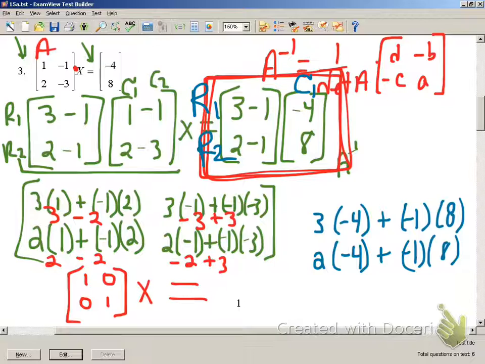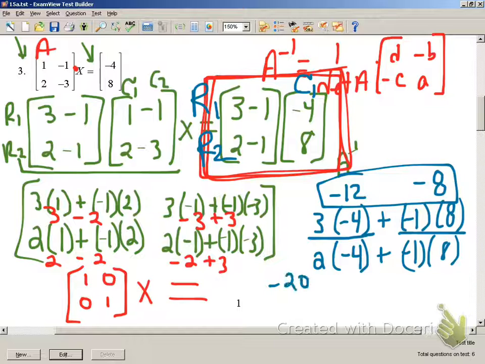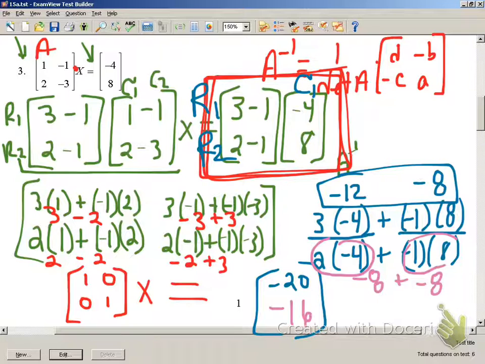Clean that up. So 3 times negative 4 is negative 12. Negative 1 and 8 is negative 8. Adding those two together gives me a negative 20. Then multiplying 2 and negative 4 is negative 8, plus negative 8 gives me negative 16. So that means that my solution is negative 20, negative 16.